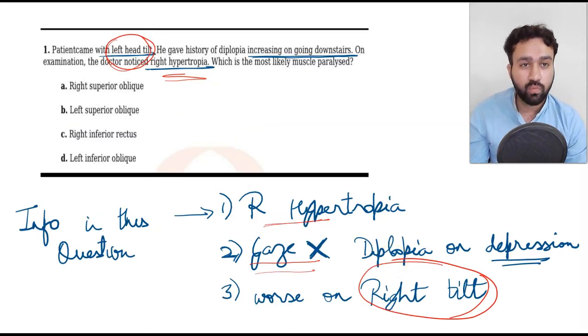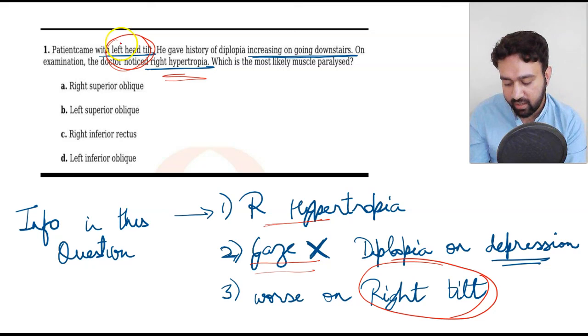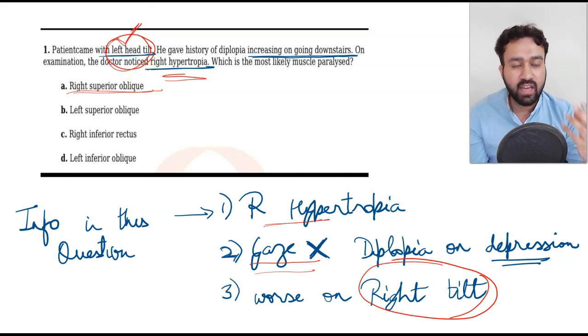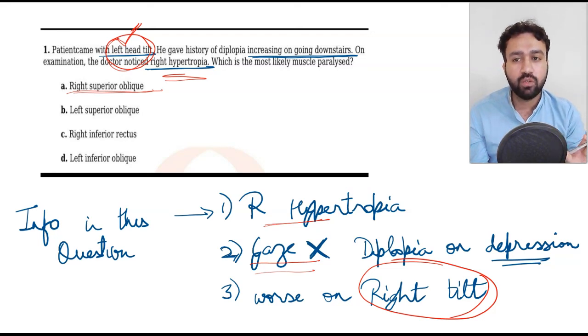So the question provides us with the information that the patient is having a left head tilt. So if there was a right SO palsy and left head tilt, those two match. So again, this is a mechanism to cross check. Once you arrive at the answer using the H diagram method, you can just use this mnemonic BOOT and VOOG to finalize your answer, right? To be sure that you're getting the correct answer.